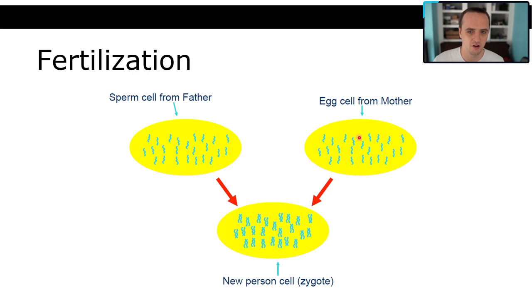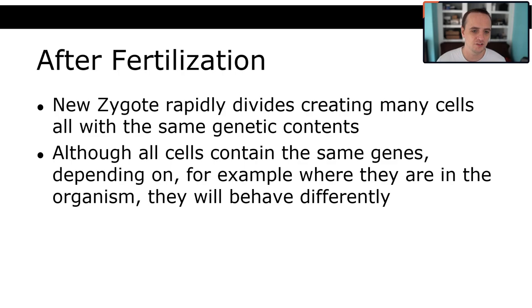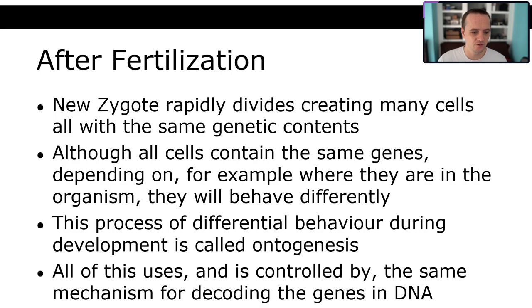After fertilization, the zygote rapidly divides, creating many cells with the same genetic contents. Although all cells contain the same genes, depending on, for example, where they are in the organism, they'll behave differently. This process of differential behavior during development is called ontogenesis, and it will have an analogy to our algorithm. And all of this uses and is controlled by the same mechanism for decoding the genes in DNA.